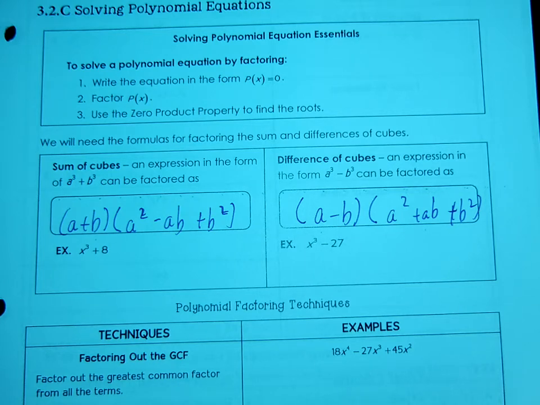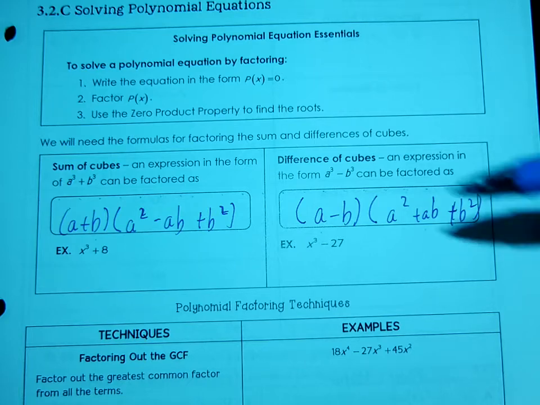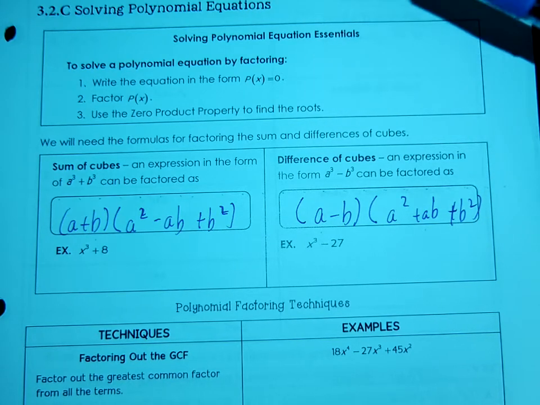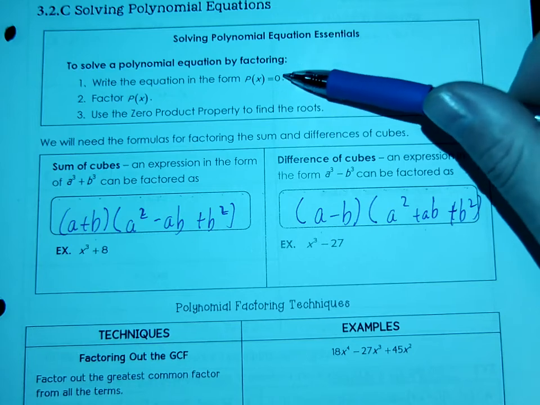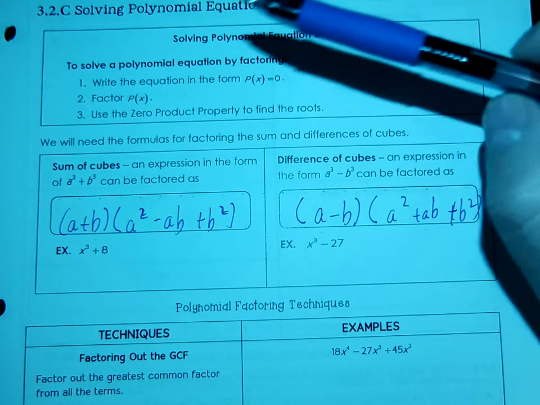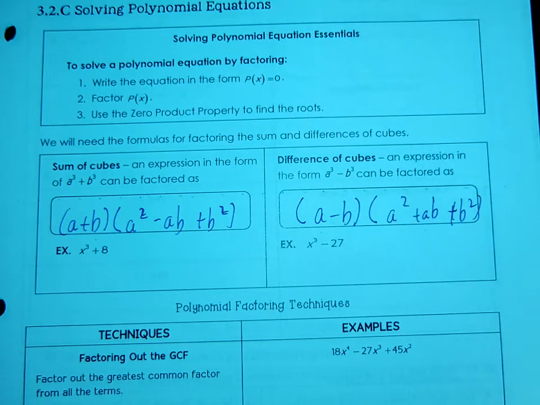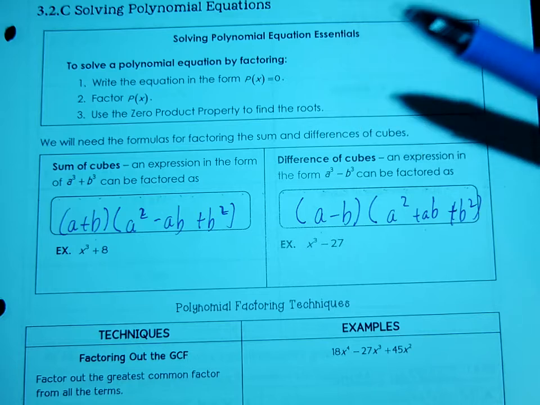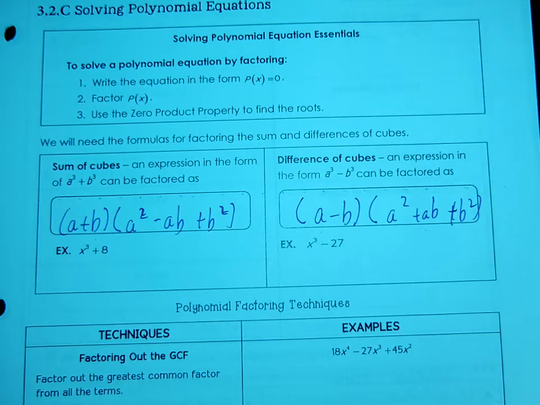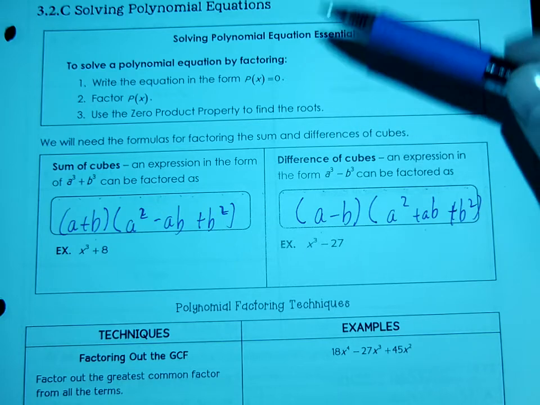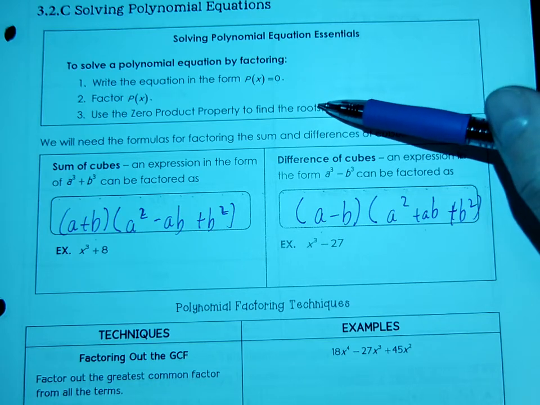Okay, greetings students. Today we're going to talk about 3.2c, solving polynomial equations. The first thing you'll do to solve a polynomial equation is set it equal to 0. The second thing you'll do is attempt to factor it. What I mean by attempt is attempt to find a common factor or attempt to factor it using one of the methods we discussed in the past or the ones we're testing today. And then after you factor it, you can use the zero product property to find the roots.